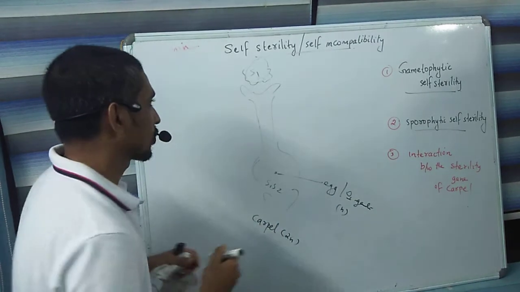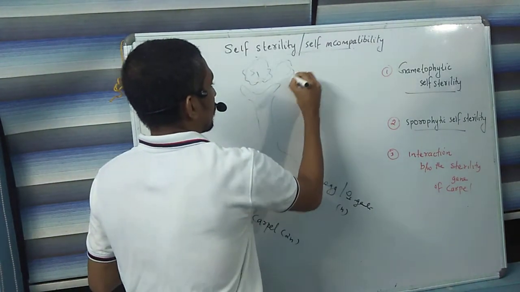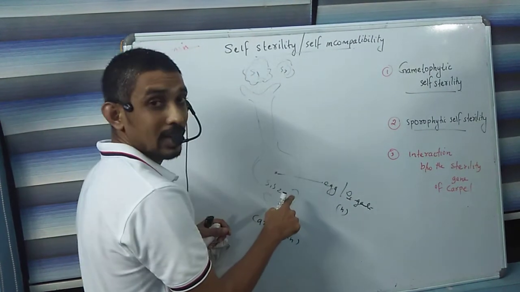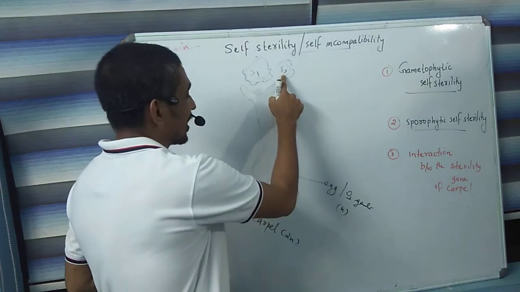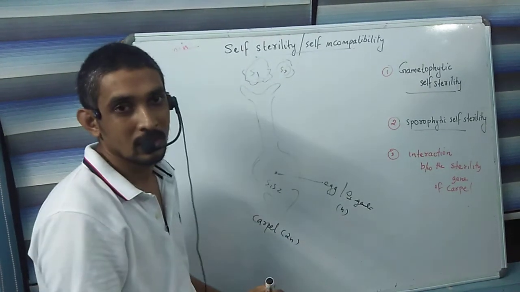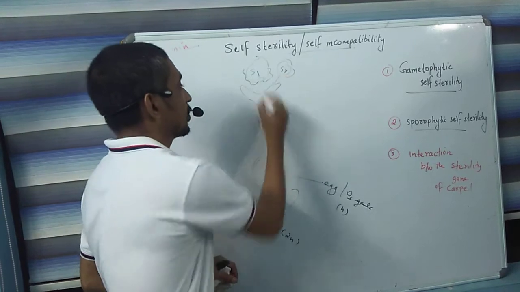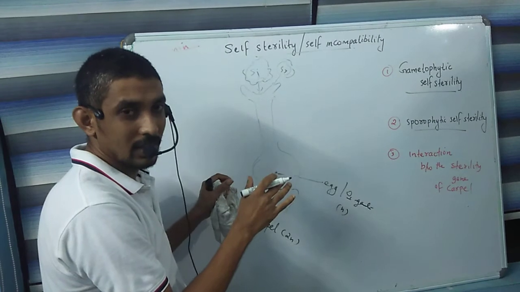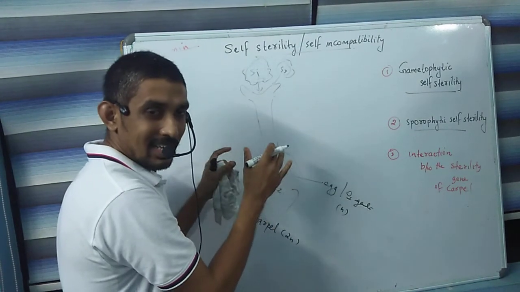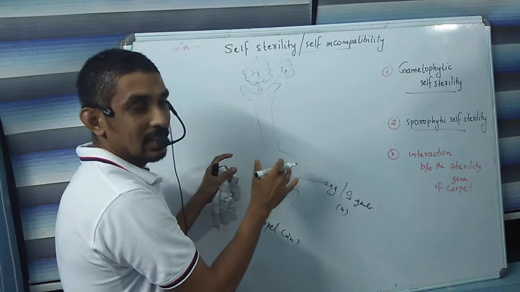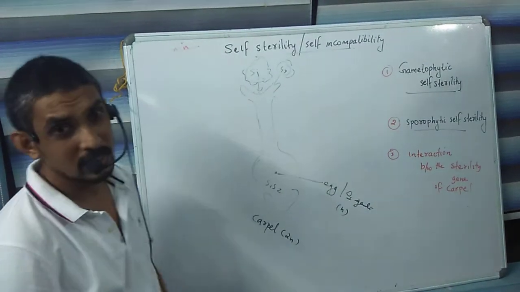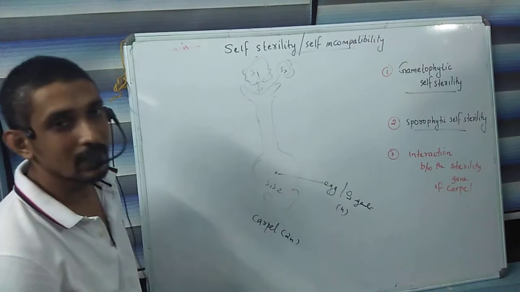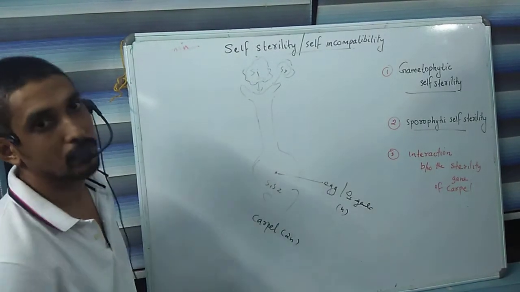Suppose a pollen grain with the S3 allele lands on the stigma. Its male gamete can fertilize, because the S3 allele is not found here. But the S1 pollen cannot fertilize. That is gametophytic self-sterility. So from this example, you can clearly understand that gametophytic self-sterility is determined by the allele or gene present within the pollen grain, or male gametophyte.